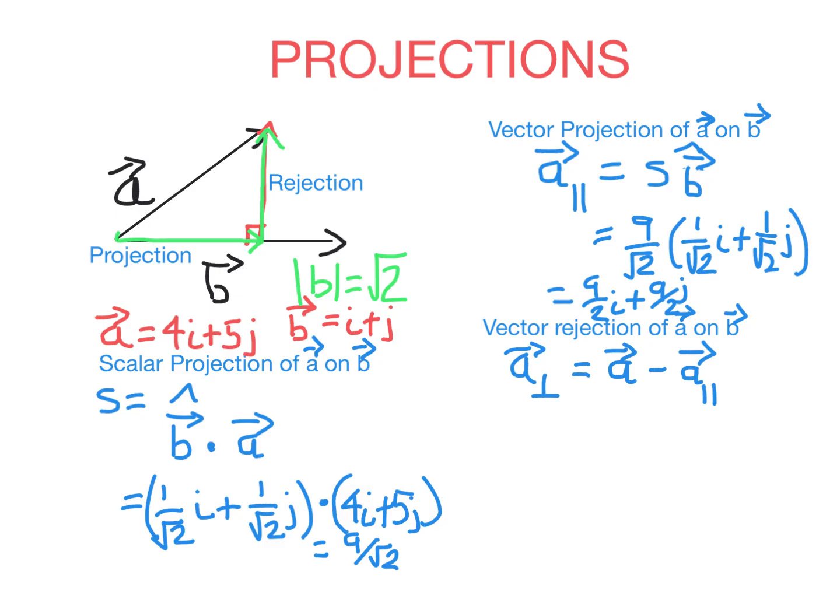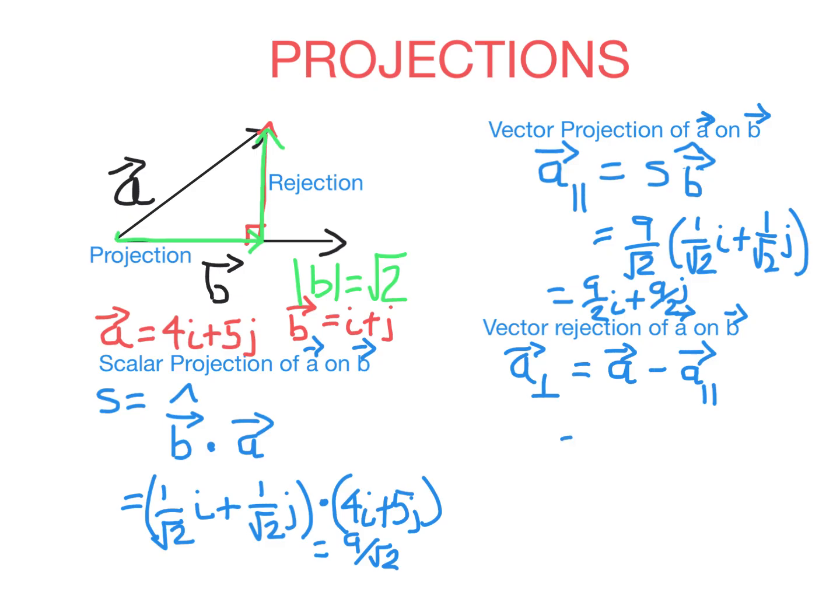So now we will calculate the vector rejection. That's the component of A that's perpendicular to B. So note from the head to toe rule for adding vectors, this vector plus this vector equals this vector. A is just the projection plus the rejection. So the vector rejection is just this vector minus this vector.